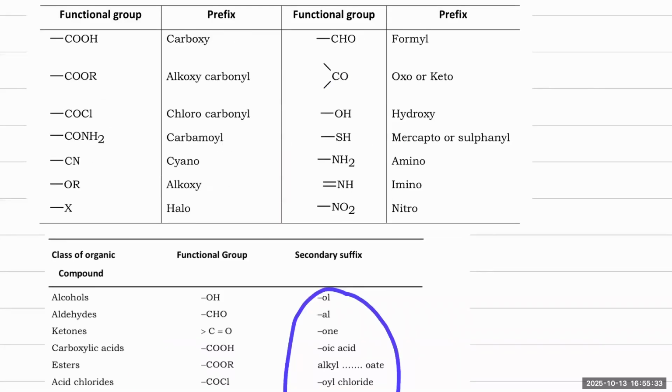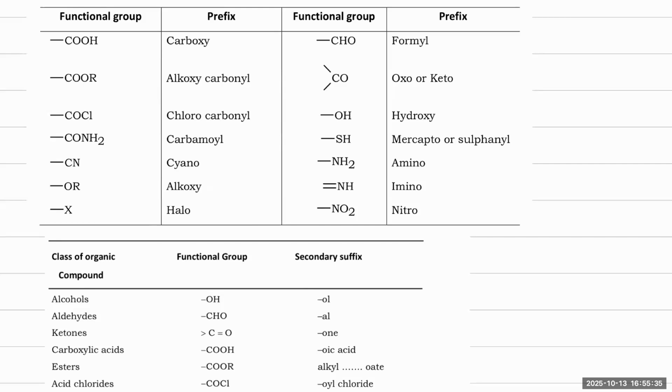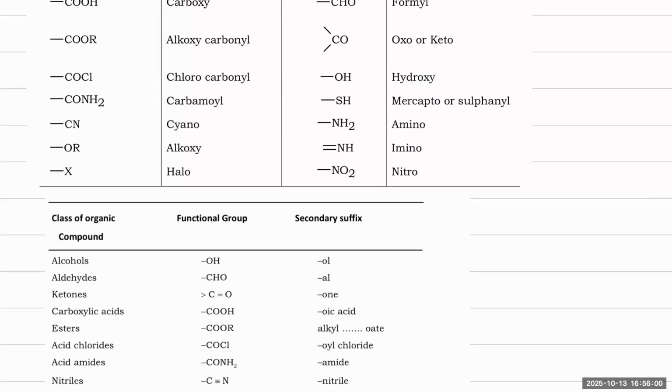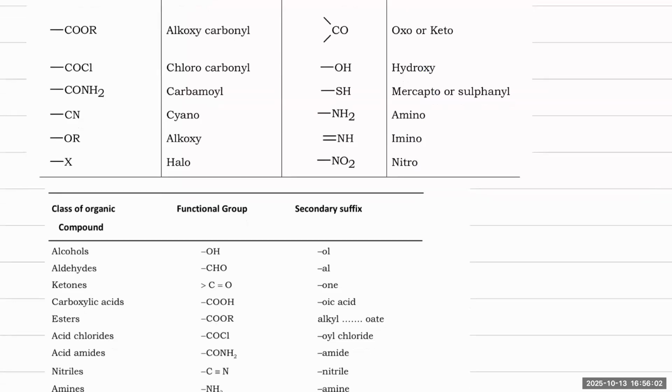Now, what is their prefix name? I'm writing only the prefix names. You can see carboxy, alkoxycarbonyl, chlorocarbonyl, carbamoyl, cyano, alkoxy, halo. Ketone can be written as both oxo or keto. CHO can be written as formyl, then hydroxy, mercapto, amino, imino, and nitro. These are the terminologies that you should know. Got it? Right.